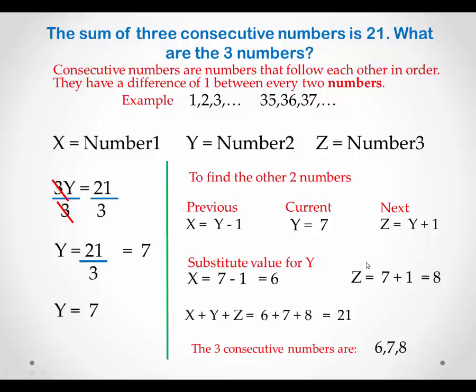Just remember, what you should get from all of this is what I have highlighted right here. By dividing the equation by 3, the result will always be the current number, or the middle term. By subtracting 1 from the middle term, you get the previous term. And by adding 1 to the current term, you get the next term in the sequence.